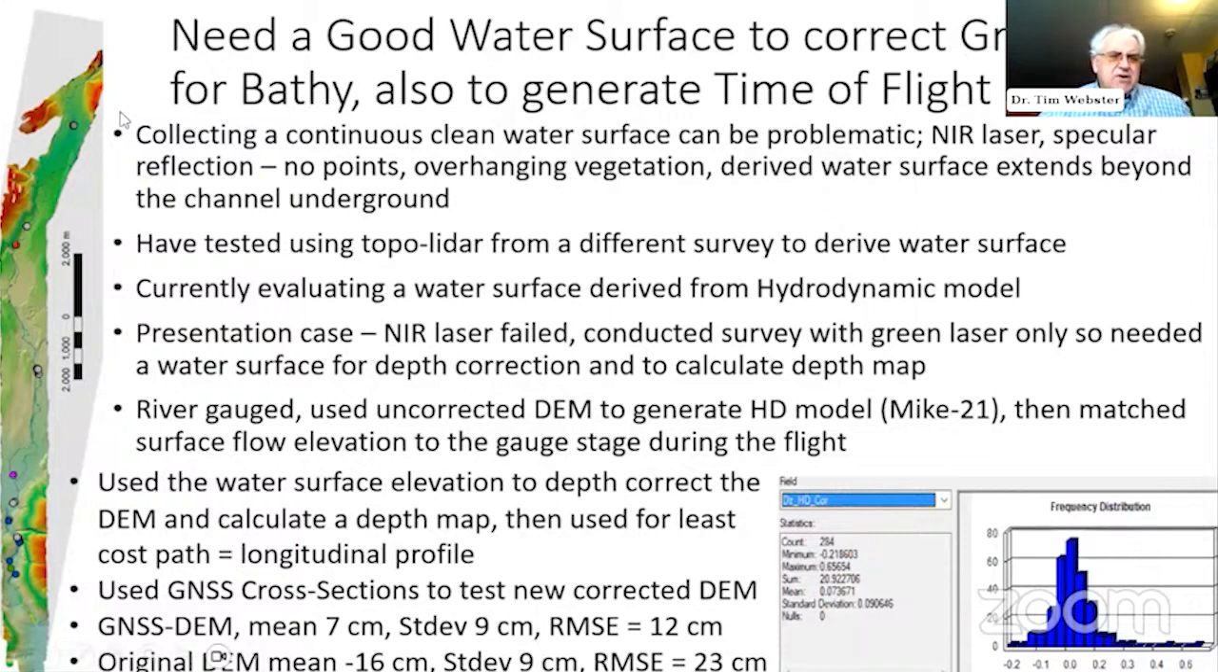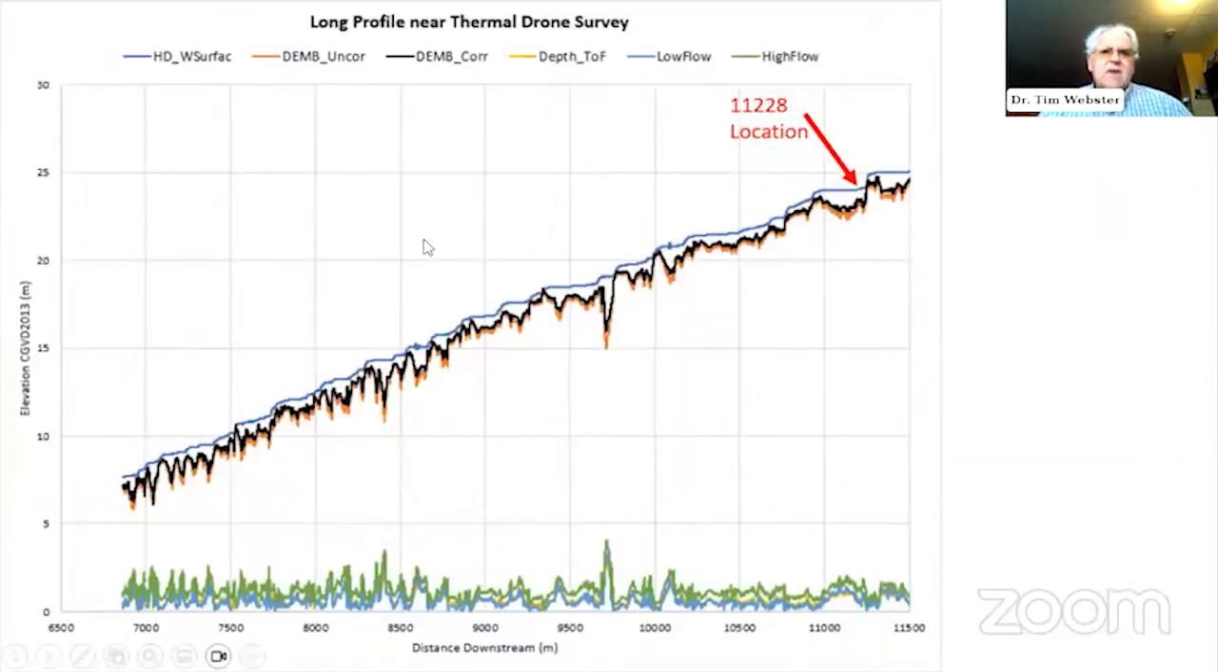And essentially, once we've corrected the data, we've got a mean of about 7 centimeters, a standard deviation of 9, and that's quite an improvement before we did the speed correction. So here is an example of the bathymetry in brown before the correction for the speed of light change through the water versus black being the corrected surface. And the blue is the water surface itself. So you can see this river has many steps, many little mini waterfalls.